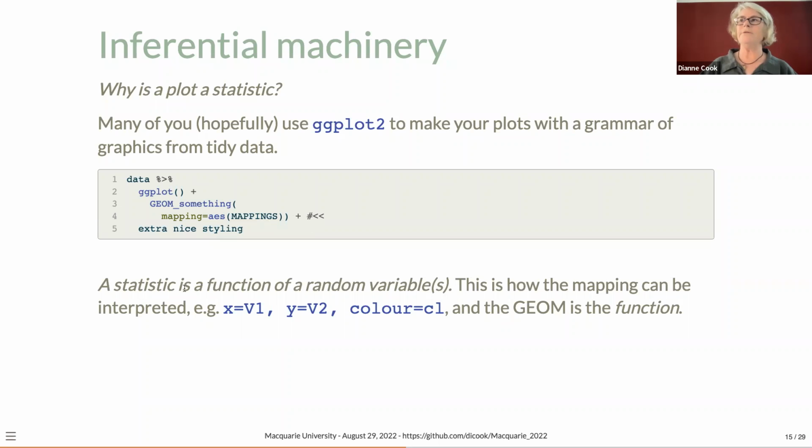Statistics are purely functions of our variables, and that's what the grammar gives us. So when we specify that we want V1 mapped to the x-axis, V2 mapped to the y-axis, and CL mapped to the color, and we give it a point geom, that point geom is essentially a function of V1, V2, and CL. That creates a functional relationship between our variables. As statisticians, we think of variables and the representation in the plot.